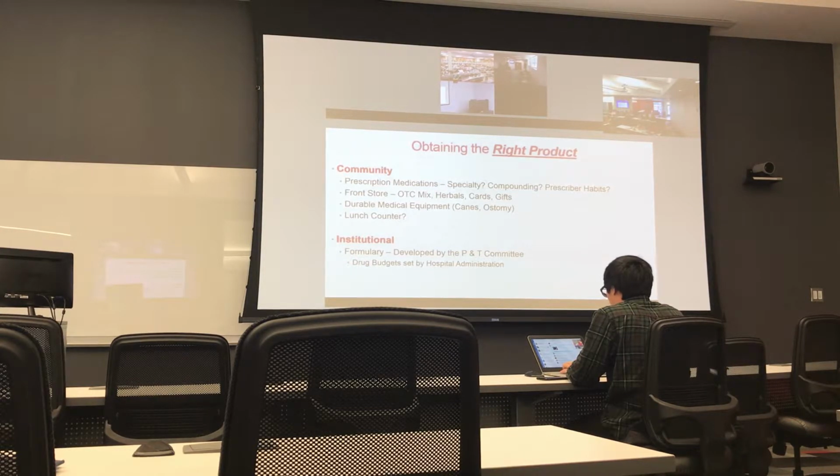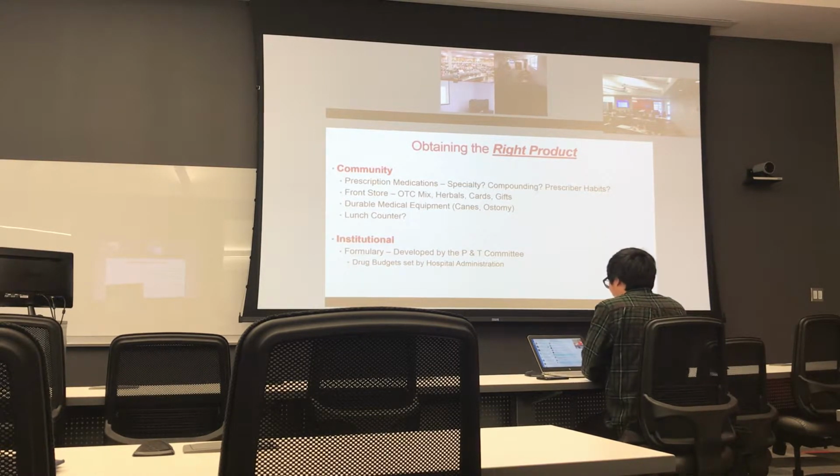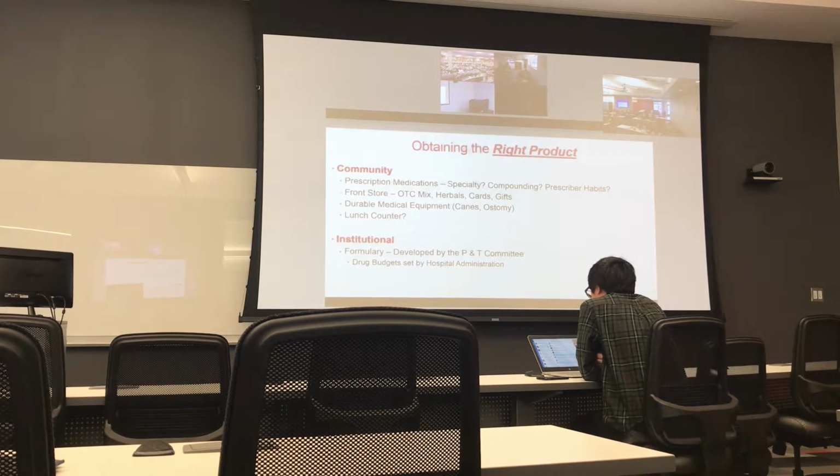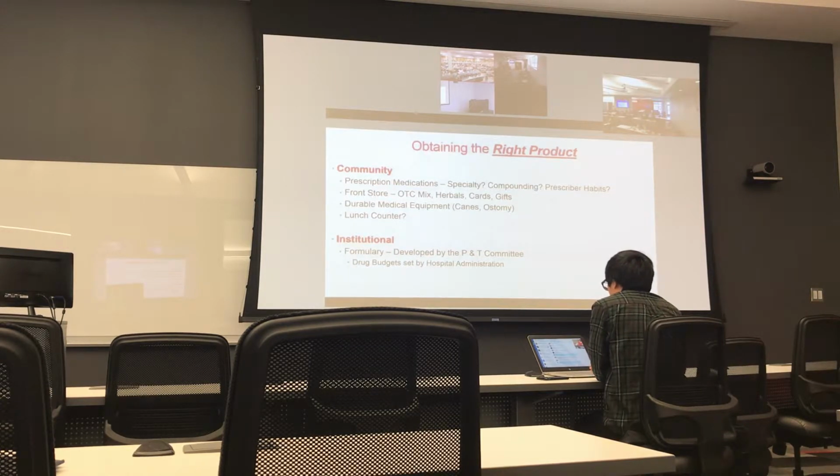There are always exceptions, but the P&T committee is trying to keep tabs on how many different items you have. Like beta blockers or ACE inhibitors, you don't have to have all of them, so you substitute and just focus on a few items. And then drug budgets are set by the hospital administration. By that I think they mean their inventory level. So they're telling them this is how much money you have, and you have to watch it and keep it in here.